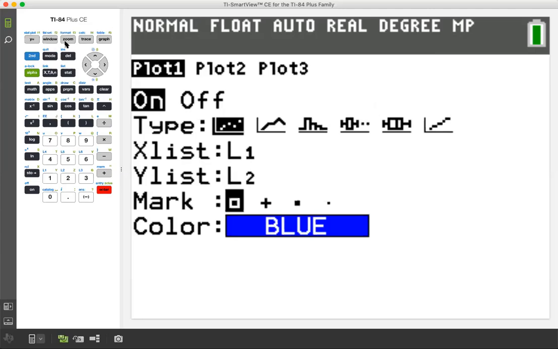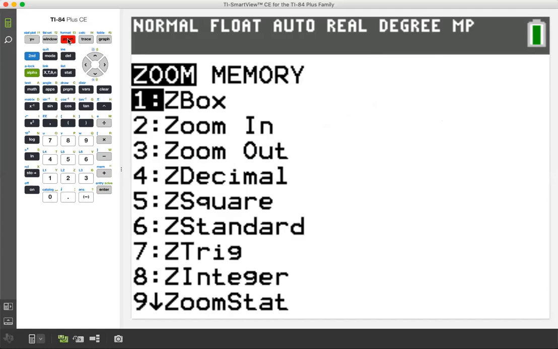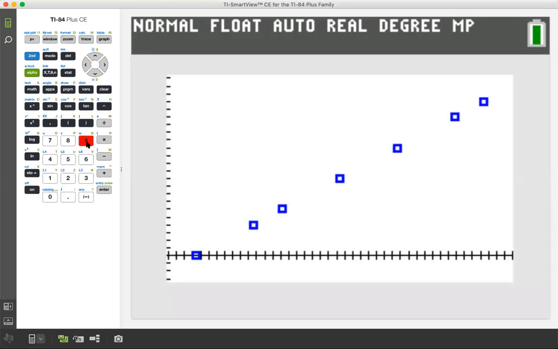To do that, we're going to hit the zoom button. Remember, zoom is at the top of the calculator, right in the middle of those gray buttons. And then it's going to be number 9, where it says zoom stat. So there should be the data that I have created from using the Fahrenheit versus the Celsius, the temperatures.